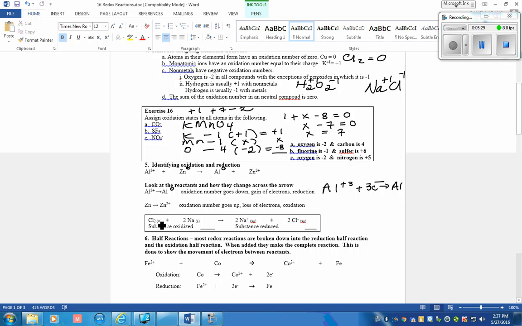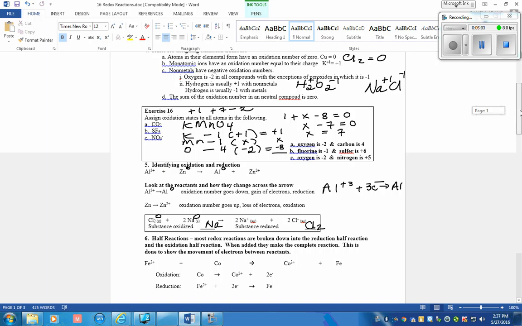So when we look at this example, elemental chlorine has an oxidation number of 0. So does elemental sodium. On the other side of the arrow, sodium has gone up in oxidation number. So the sodium is the species or reactant that is oxidized, while chlorine's oxidation number has decreased across the arrow, so the chlorine has been reduced.